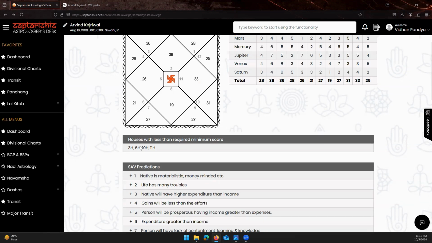This is the first rule. The first rule says that there is a minimum number of Sarvashtakavarga points assigned to each house. The rule says that for the first house, a minimum of 25 points should be there. If the number of points is less than 25, that means your first house is not as strong as compared to the other houses. Here we are looking at the third house, so the minimum number of points recommended for the third house is less than the minimum number of points, right?